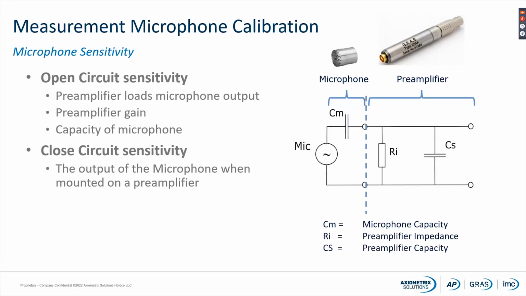The closed circuit sensitivity is the output of the microphone when the microphone is mounted on a preamplifier. And that's how we normally use a microphone. That's also how you work when you are doing measurements in your production line, in the field, community noise measurements and things like that, then it is the closed circuit sensitivity.